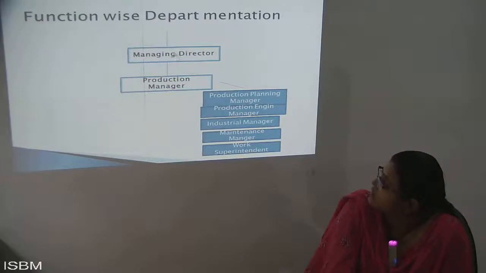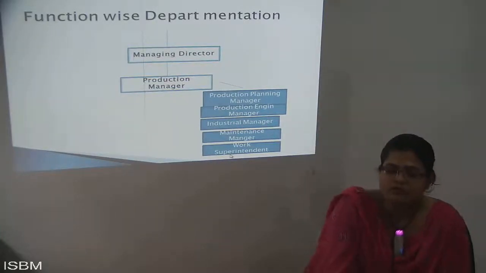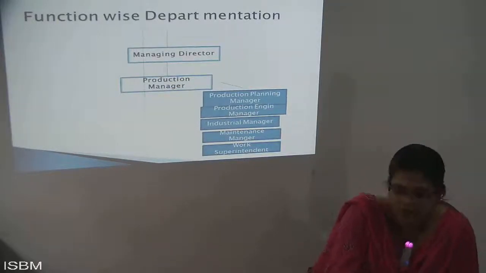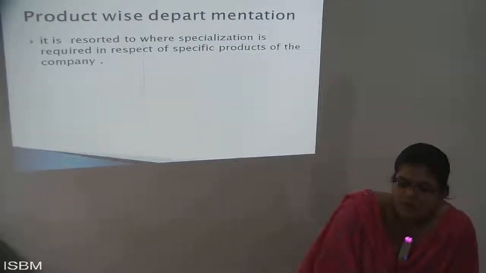So you start from the managing director, then you have the production manager, and under the production manager you have all these 5 categories. So these are the functional departments, where work is allocated departmental wise. Now, next is product wise.